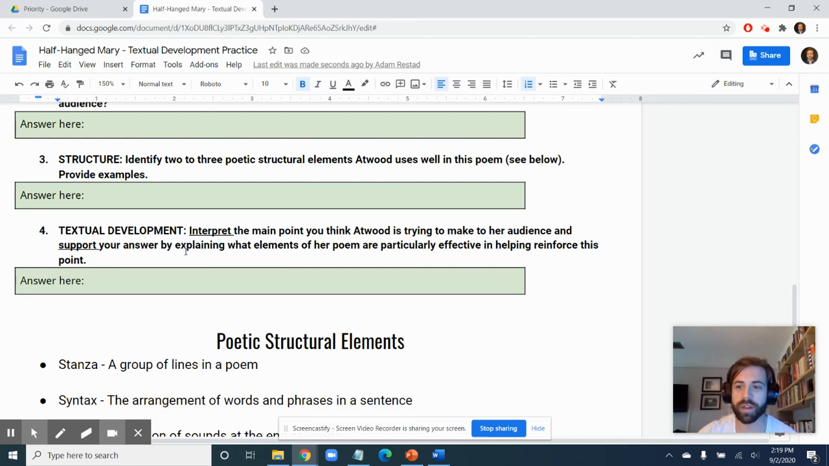What I'm more worried about is, can you make a valid first attempt at this textual development and analysis piece? All right. Good luck, folks.